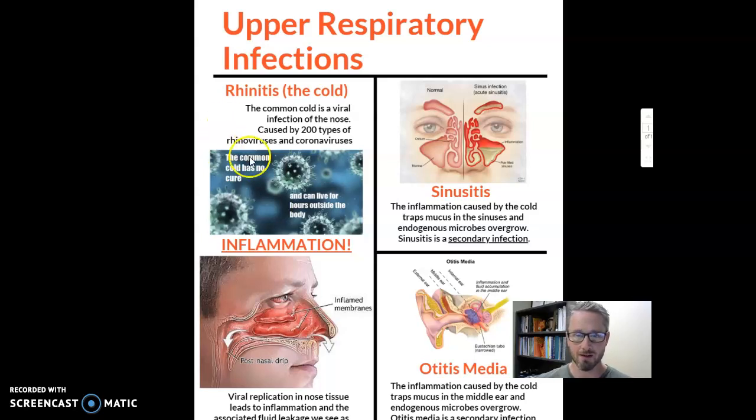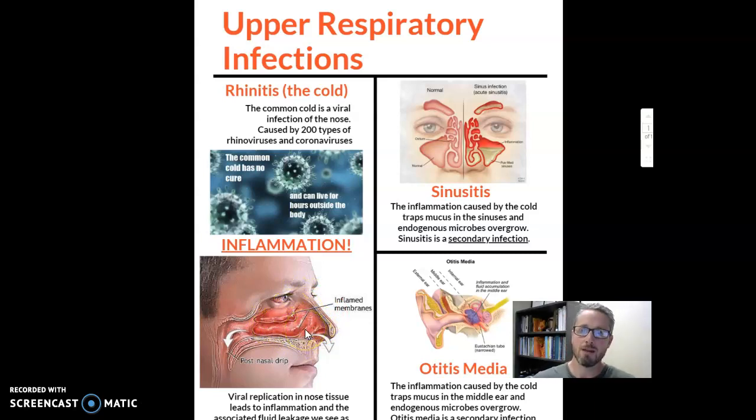And the common cold has no cure, and this virus can survive outside the body for hours, which makes it pretty easy to transmit to people. But I wanted to think about, well, why does rhinitis cause the major symptoms we get when we have the cold, which is a runny nose and maybe a postnasal drip? And I just really wanted to point out that the key here, why rhinitis gives us those symptoms, is inflammation. Specifically, it's inflammation of the membranes inside our nose.